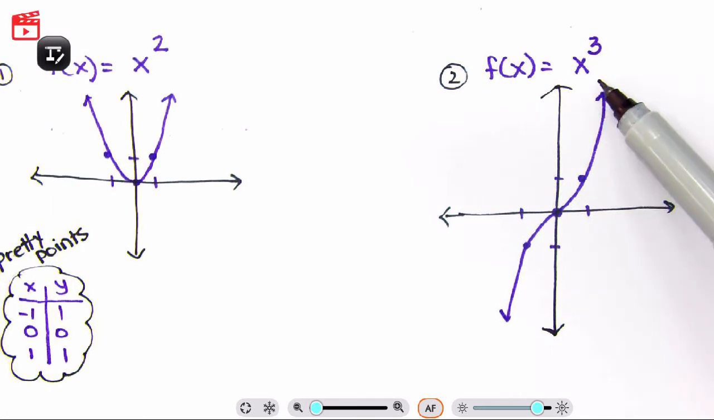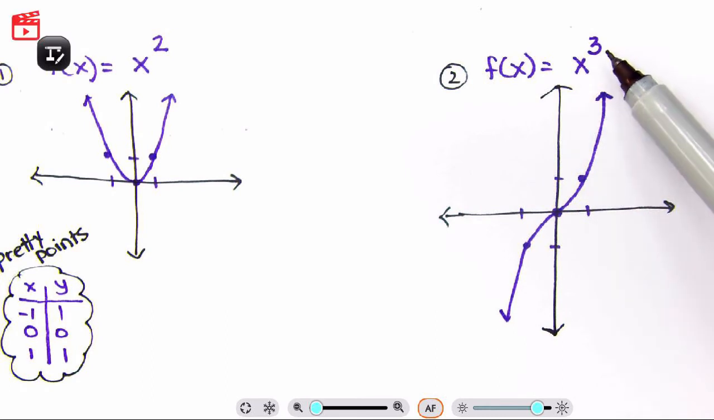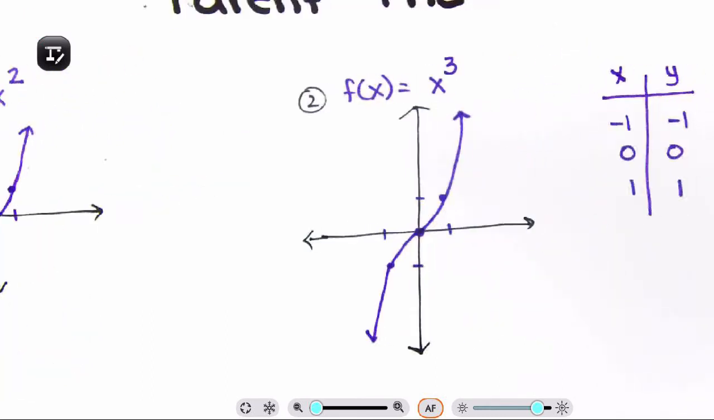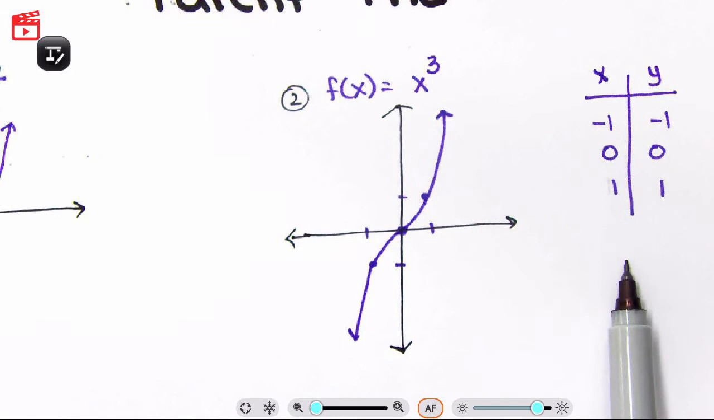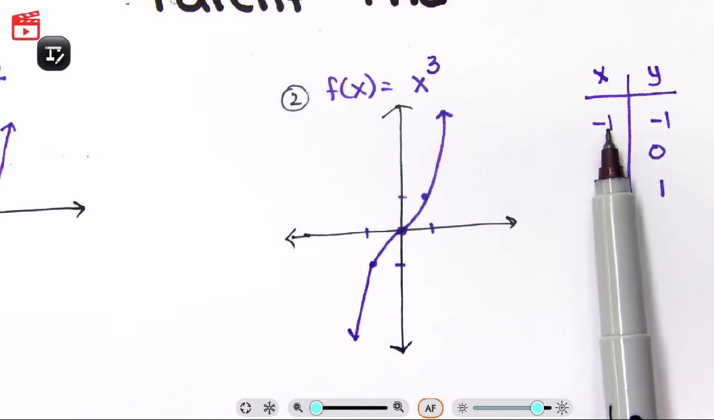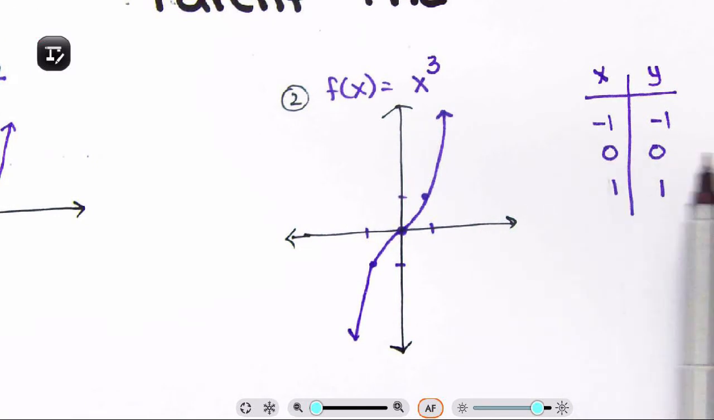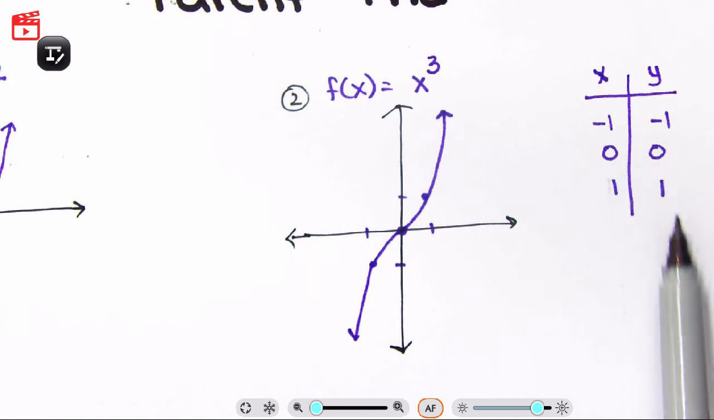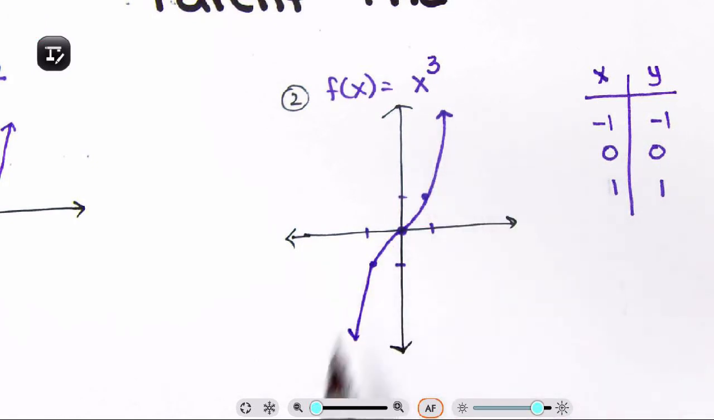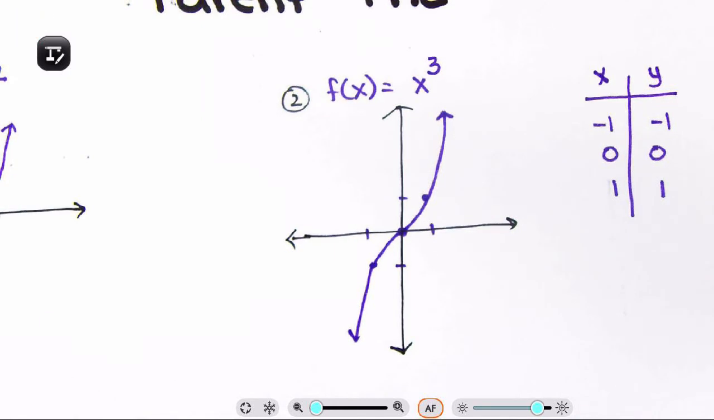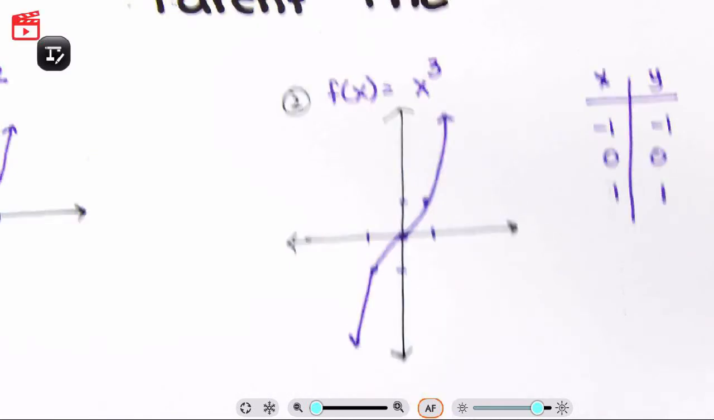Here's another one, cubic, so x to the third power. I did the exact same thing. Excuse me, I plugged in values for x, and I got -1 and -1. I plugged in values for y, and I got these values here. Now, this one here, we call it a John Travolta. If you're in my class, you're going to know why we call it John Travolta. So this is Mr. John Travolta.